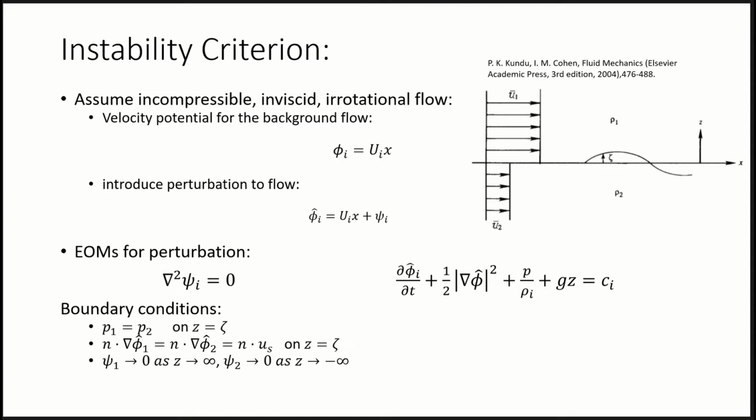To find the conditions under which instability occurs, we will perturb the flow by adding a perturbation psi to the background. The goal of the analysis is to see if the equations of motion predict the growth or decay of the perturbation.